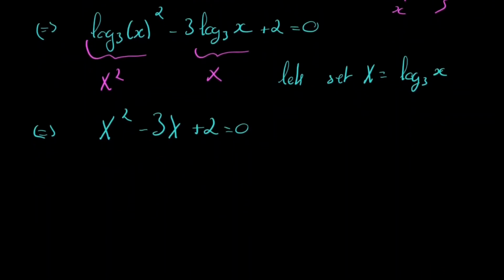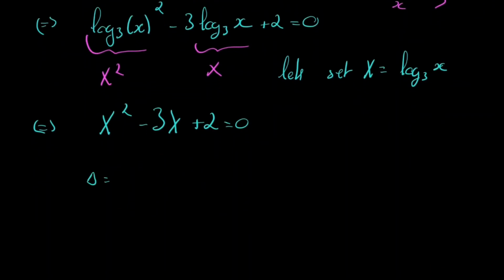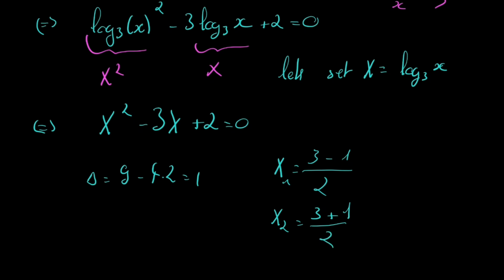And we know how to solve this kind of equation. So delta is equal to b squared, so minus 3 squared, 9, minus 4 times 2, is equal to 1. Two solutions. X1 is equal to 3 minus the square root of delta, so minus 1, divided by 2, and X2 is equal to 3 plus the square root of delta, so 1, divided by 2 times 1, so 2.